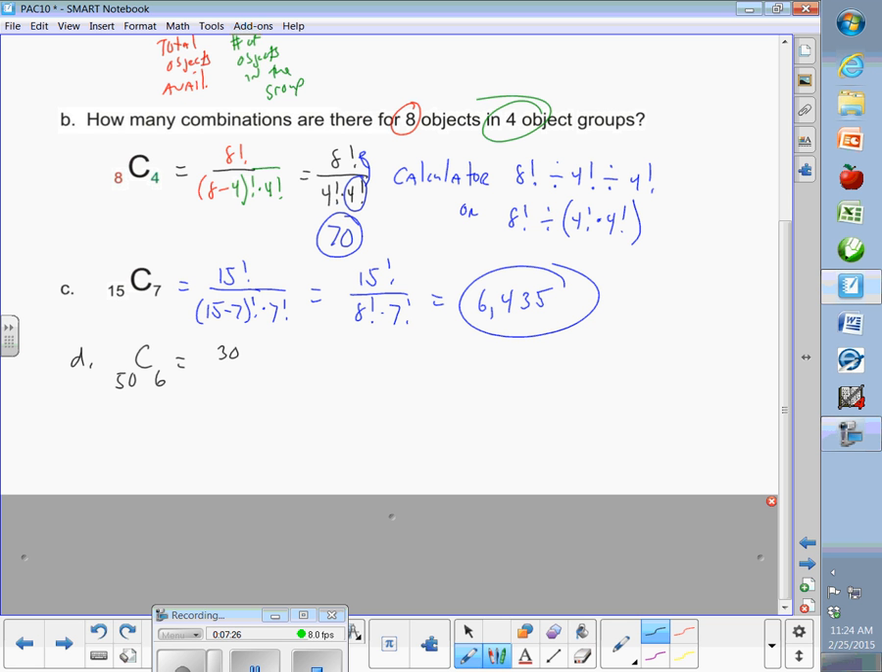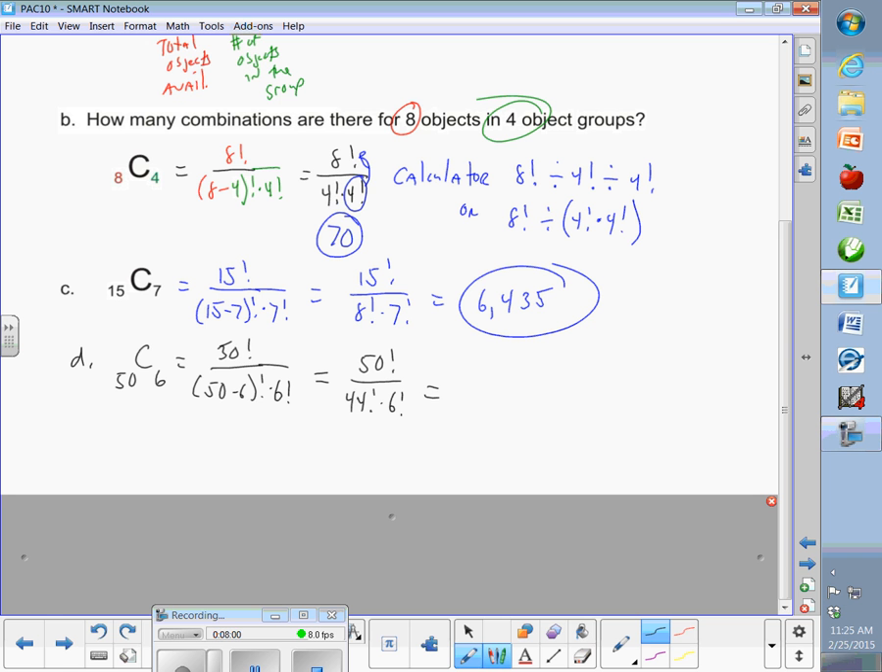So formula. Sorry, it's a 50. 50 factorial divided by 50 minus 6 factorial times 6 factorial. Right? 50 factorial divided by quantity, 50 minus 6 factorial times 6 factorial. What's our top? Still 50 factorial. What's our bottom? 44 factorial times 6 factorial. So that's what we're punching in if we're punching it straight in using the factorial.